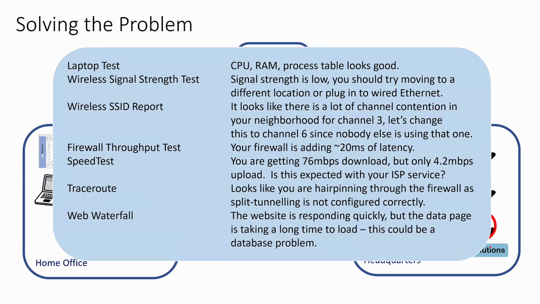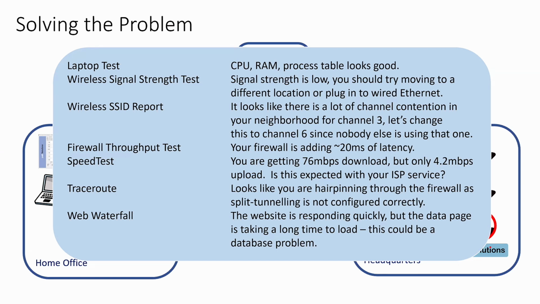The CPU, memory is good. Wireless signal strength, that's really low. I'm going to suggest they move to a different location or maybe plug into wired Ethernet. Also, in their neighborhood, everyone's using wireless channel 3. If we change to channel 6, they're going to have a better time because nobody's using that in their neighborhood.